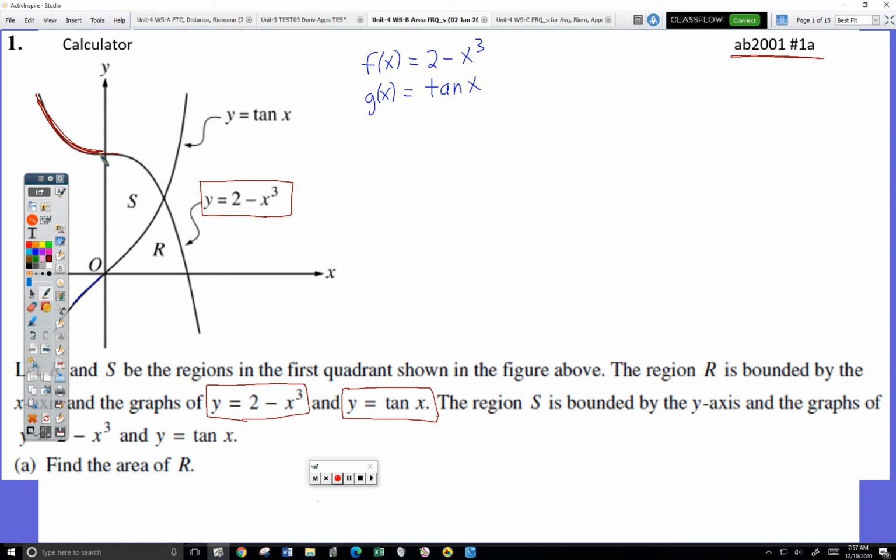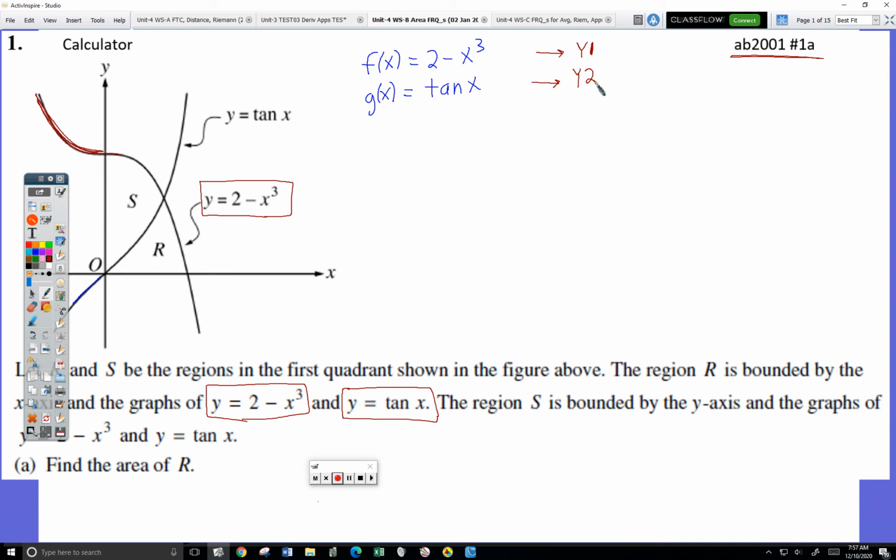Because it's a calculator problem, I want to be able to see this image in my calculator. So I always put f into y1. On the 84, you have an Inspire, you're going to put it into F1. And then I always put g into y2. On the Inspire, that will go into F2.